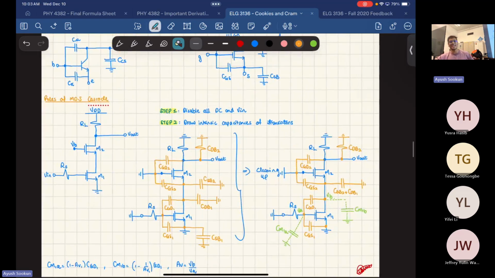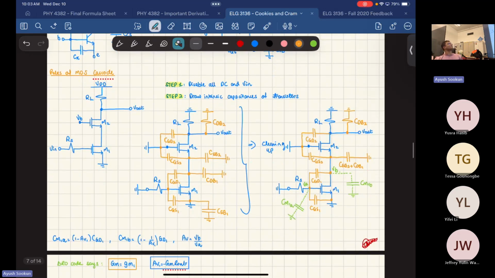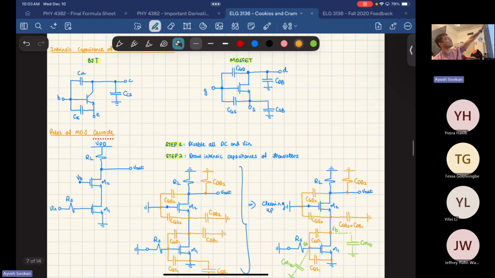Let's get back to business, and I hope no one flames this point in the video. Sure. So we have this thing. These are the two diagrams. This is for BJTs, and for MOSFET, the intrinsic capacitance. They call it weird names, they're just capacitors. This one is going to have intrinsic capacitances, and this one too. So we're going to disable DC and VIN. So boom, boom, gone. Okay.